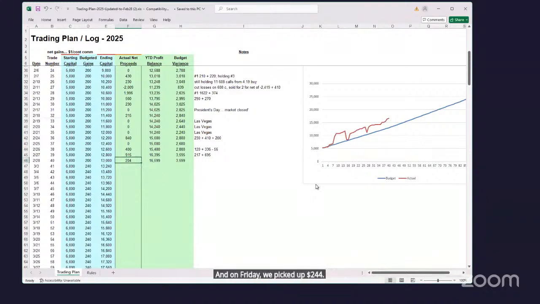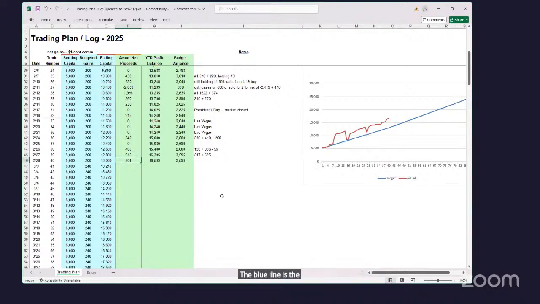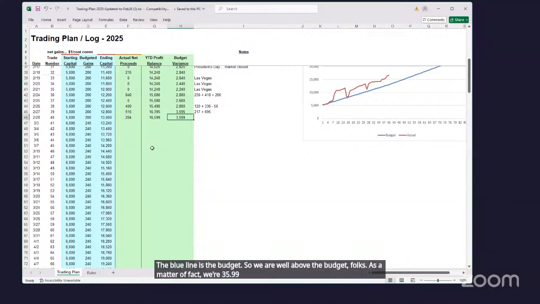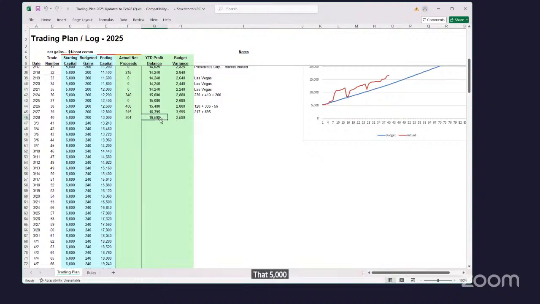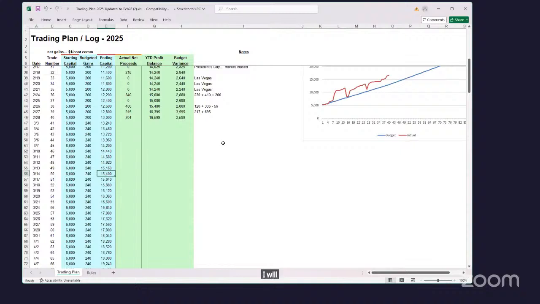I also put up a little bit of a graph over on the right. The red line is the actual numbers. The blue line is the budget. So we are well above the budget, folks. As a matter of fact, we're 35.99 over budget right now. That $5,000 is now worth 16,599. And if I don't trade between now and March the 14th, I will still be over my budget.